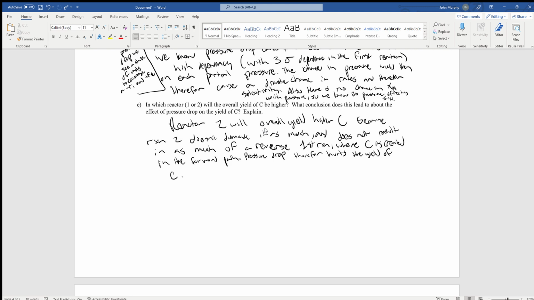Reactor 2 will have a higher yield of C because you'll have less of reaction 1 going in the negative or reverse direction. Because the pressure dependence is so high in the first reaction, if we have a lot of B that's produced, it's going to very soon reverse the direction and start removing C from reactor 1 to produce more A. So if we have a lower pressure drop, then there's going to be less and less dependence on that PB. So then there'll be less and less of that reaction 1 going in the negative or reverse direction.